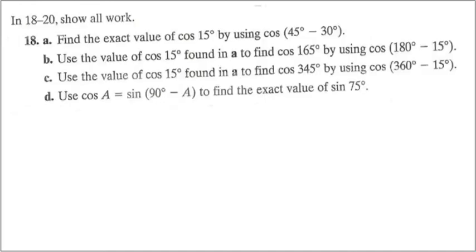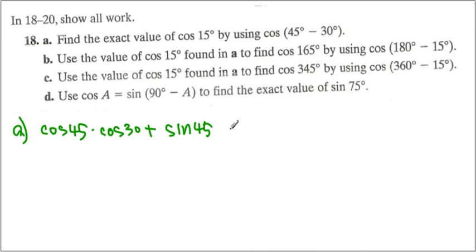Alright, let us move on to the second question. Find the exact value of cosine of 15 by using this one. So once again, cosine of 15 is cosine of 45 times cosine of 30 plus sine of 45 and sine of 30.